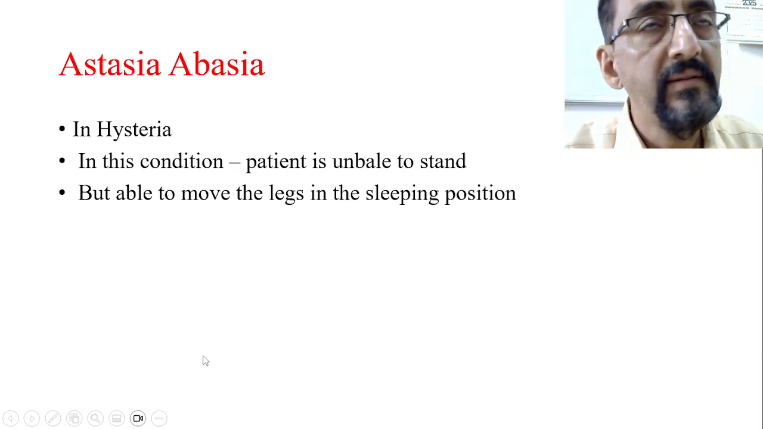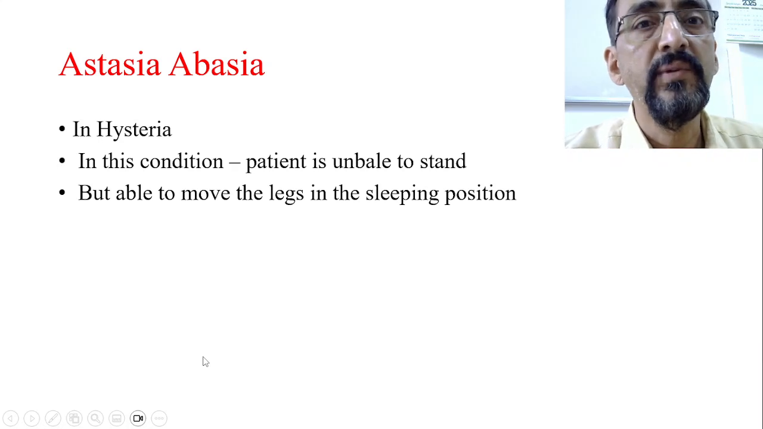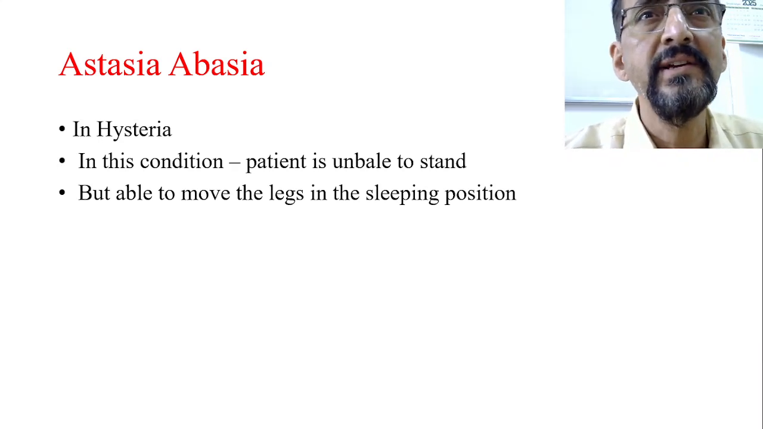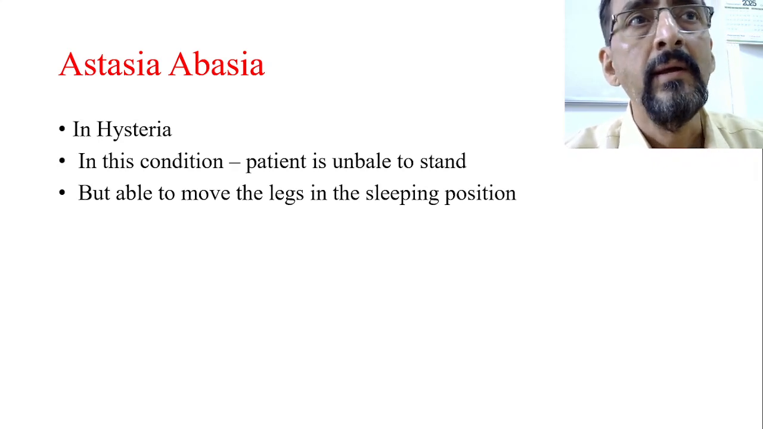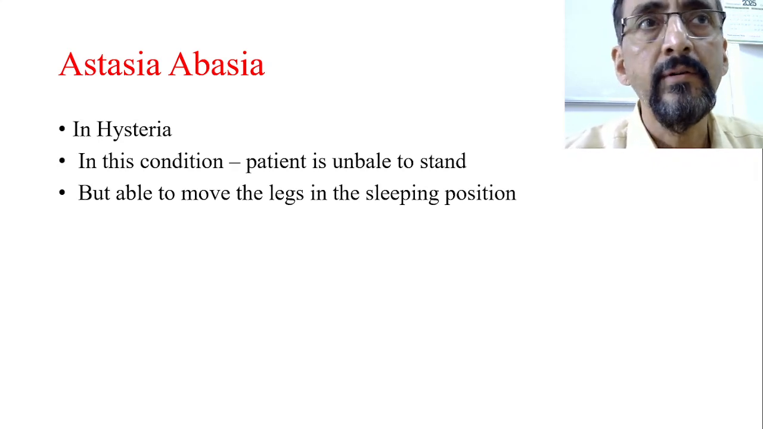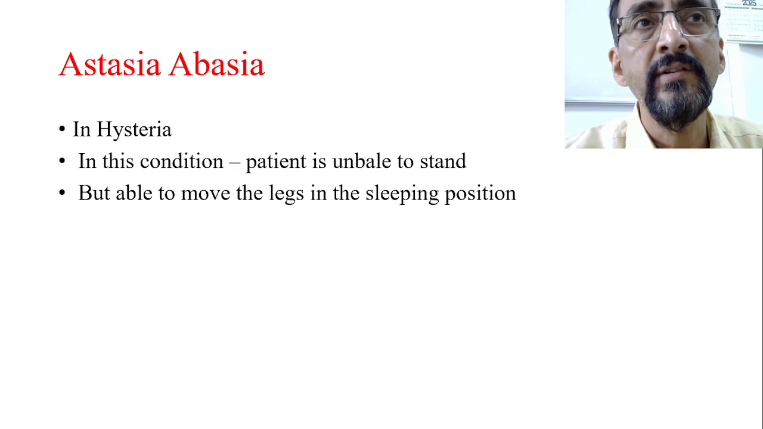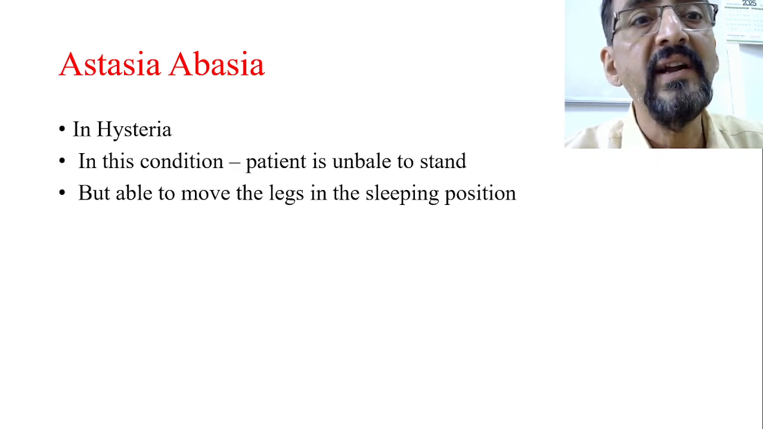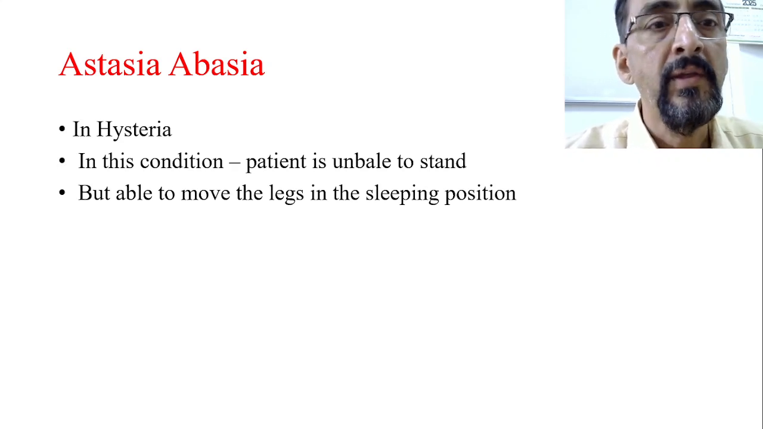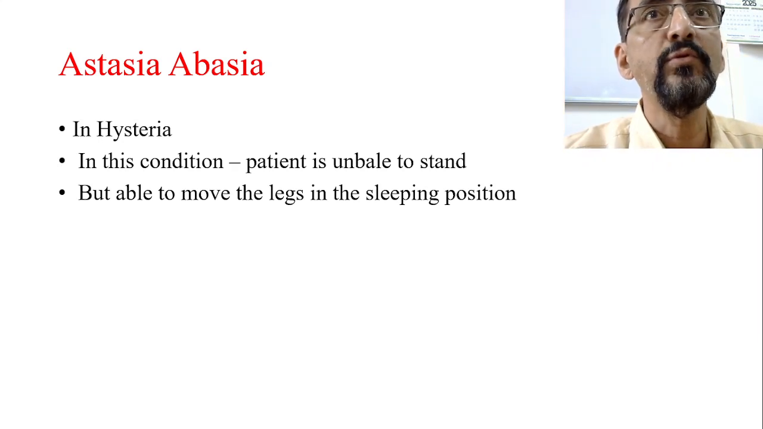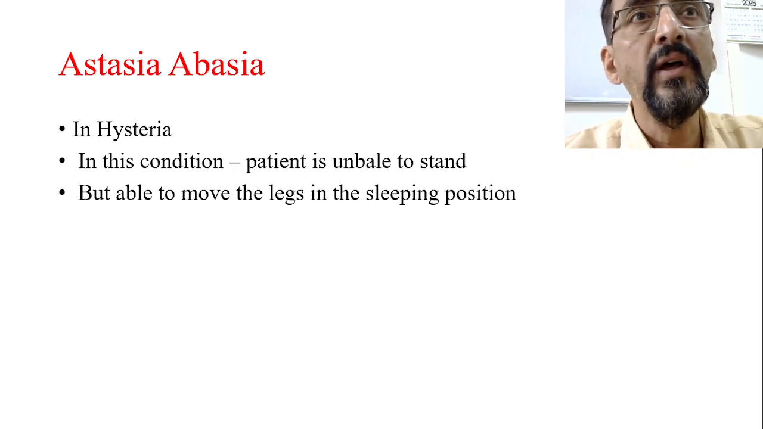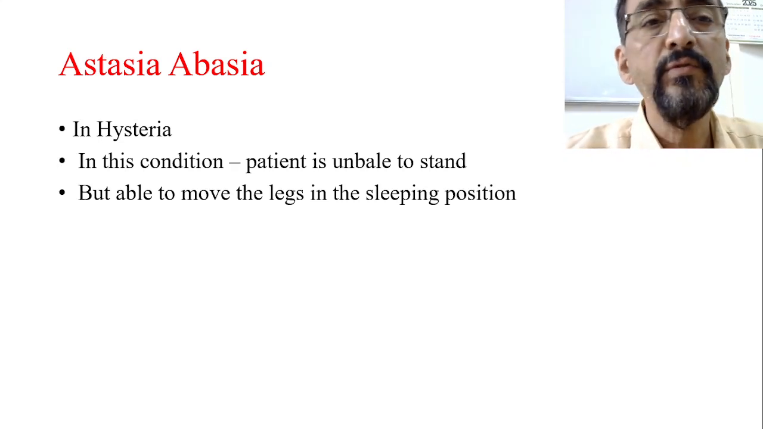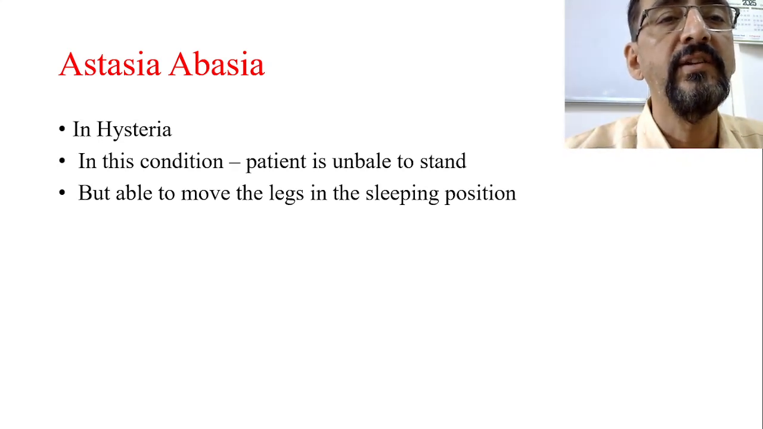Astasia abasia. This is one more posture, which is very commonly seen in hysteria. Hysteria is according to the patient's convenience, isn't it? The patient is mimicking it; according to his convenience, the patient is creating that situation. In this condition, the patient is unable to stand. But if the patient is lying down in bed, he is able to move the limbs. This particular posture is called astasia abasia.